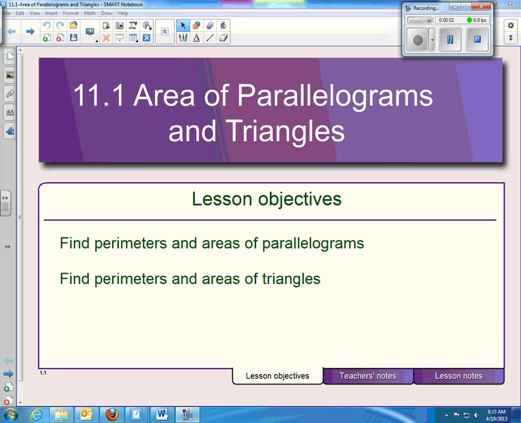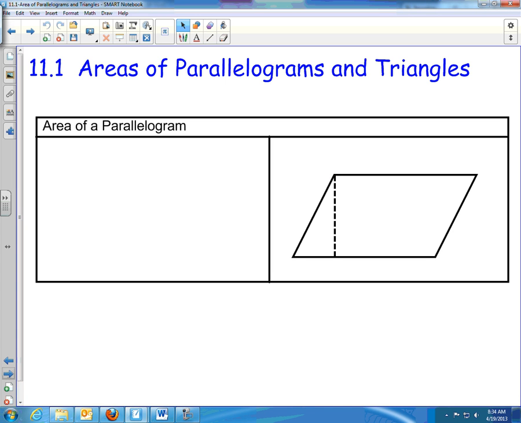Hi class, today we're going to start chapter 11, section 1, which is on area of parallelograms and triangles. This should be some familiar stuff, but then we're going to throw in some of our geometry. Our objectives today are to find perimeters and areas of parallelograms and to find perimeters and areas of triangles.